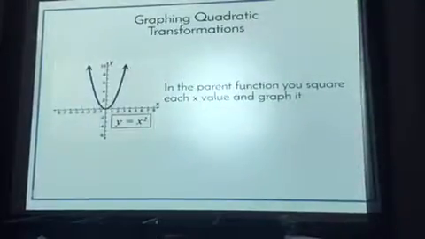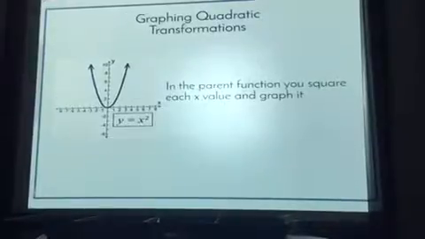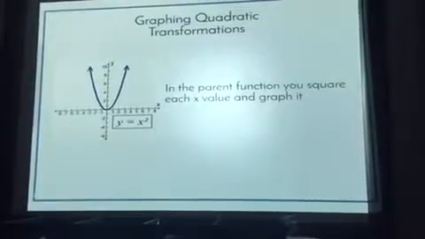Graphing quadratic transformations. In a parent function, you square each x value and graph it, which is shown in the graph with the squares of each x value.